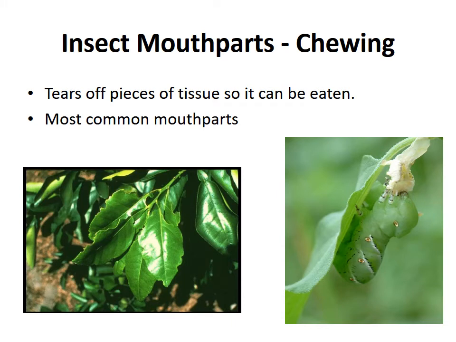One type of mouth part that's very common with insects is a chewing mouth part. This means the insect actually consumes pieces of the leaf or stem or bark. It tears them off, chews them up, and consumes them. It's really the most common mouth part, and a lot of different insects have it. You see the caterpillar on the right-hand side. Caterpillars have chewing mouth parts, so when they feed on a plant, they chew the leaf up, and you will notice missing pieces of leaf.